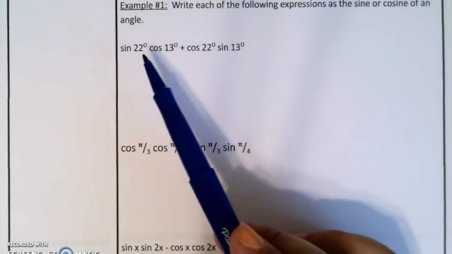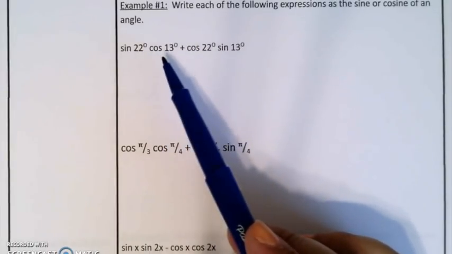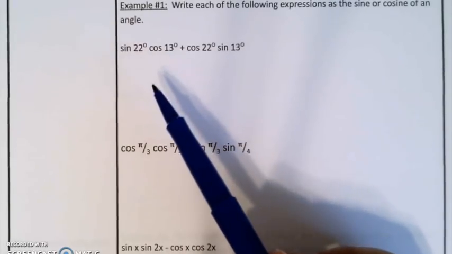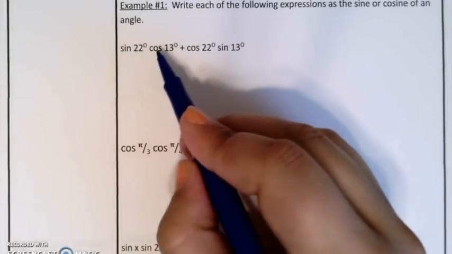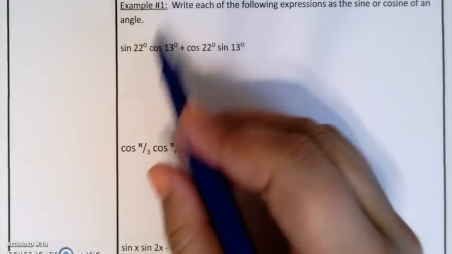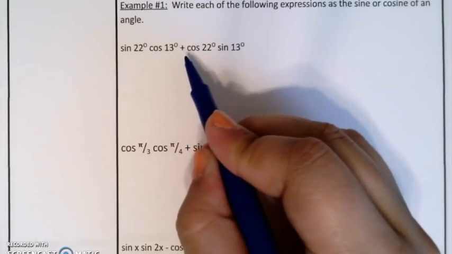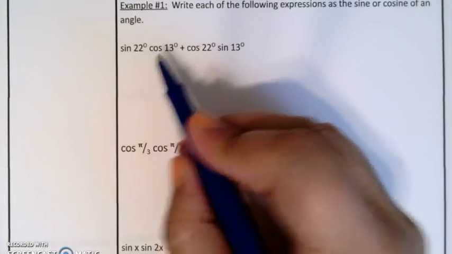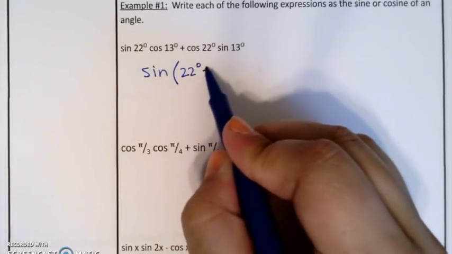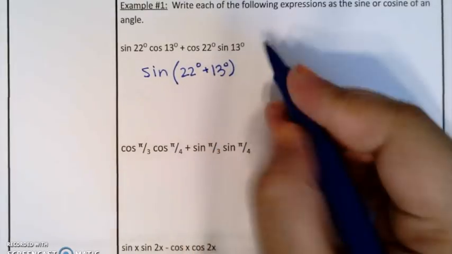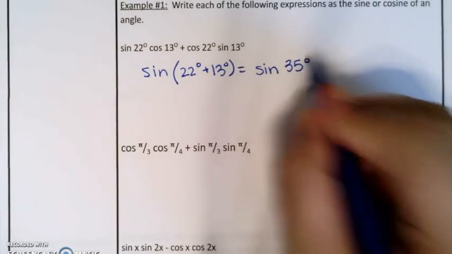The first thing I notice is that I have two terms. They're added together, and each term consists of a sine and a cosine. So that makes me think we're probably going to use the sum of a sine. Sine and cosine in the same term is related to the sine of a sum or difference, and then we have a sum here, and for sine, the signs stayed the same. So we have sine of 22 degrees plus 13 degrees, which equals sine of 35 degrees.